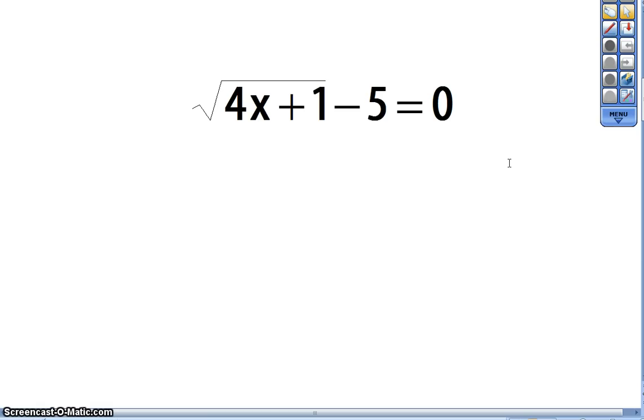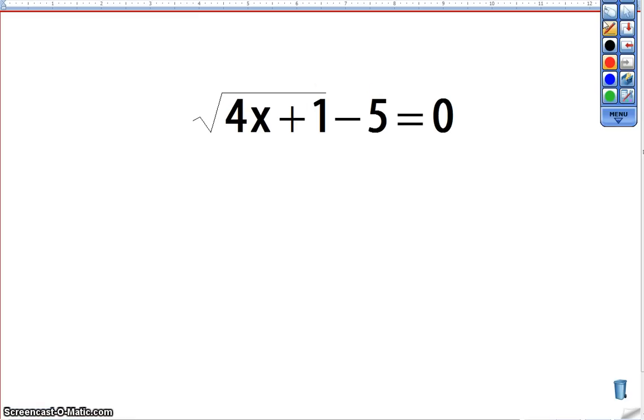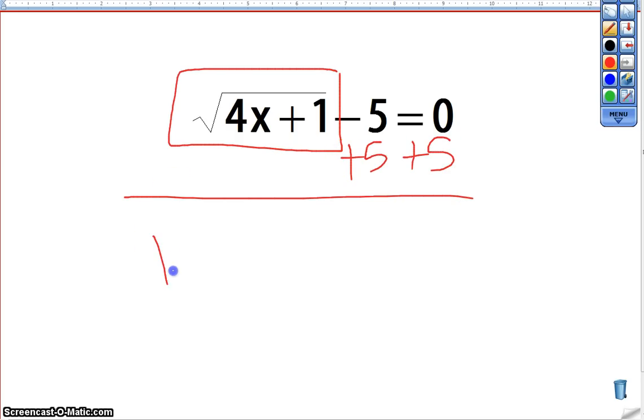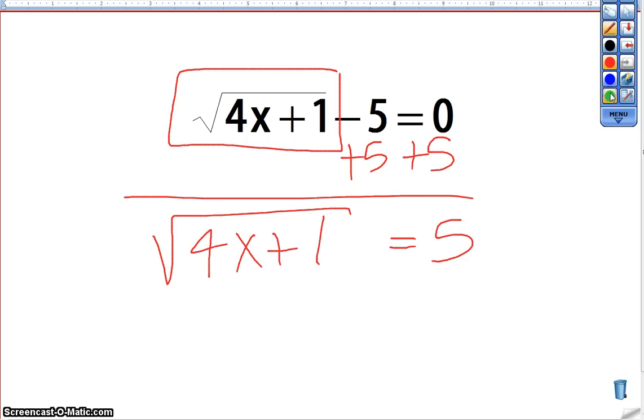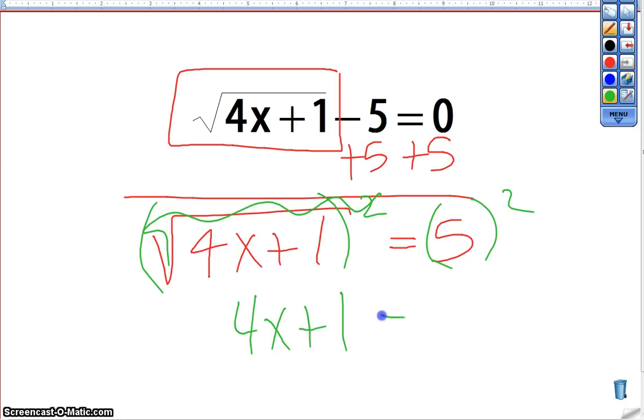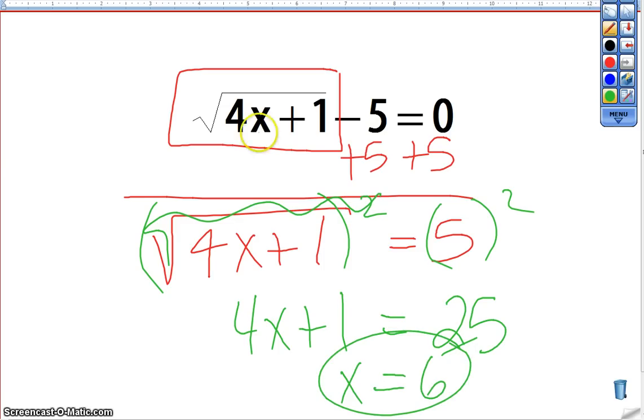All right, how about this one? I'm going to get that house all alone, so I'm going to put my big box around that. I'm going to add 5 to both sides. So I get the square root of 4x plus 1 equals 5. I have to square both sides so that my square and baby 2 will wipe each other out. I get 4x plus 1. 5 squared is 25. Minus 1, divide by 4, so x is going to be 6. Check it. 6 times 4 is 24, plus 1 is 25. The square root of 25 minus 5 is 0, and it checks.